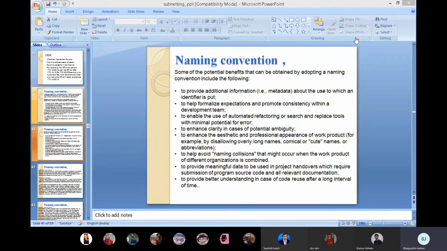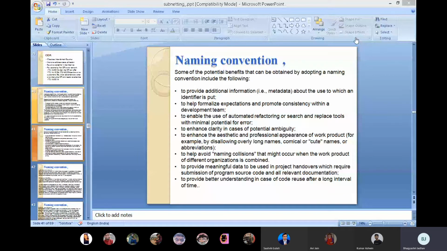For example, by disallowing overly long names, meaning comical or cute names, or to help avoid naming collisions that might occur when the work product of a different organization is combined.